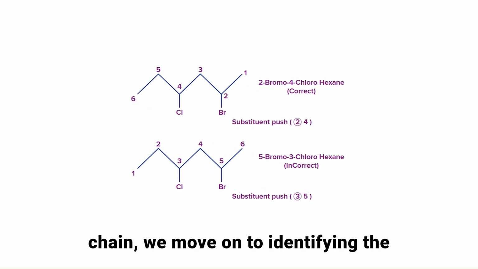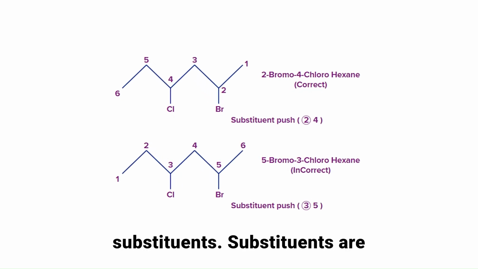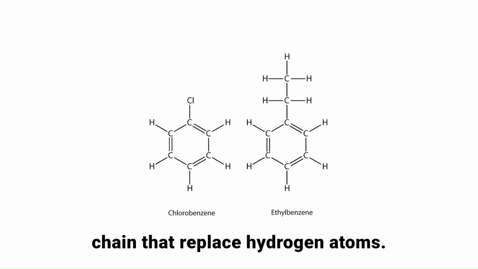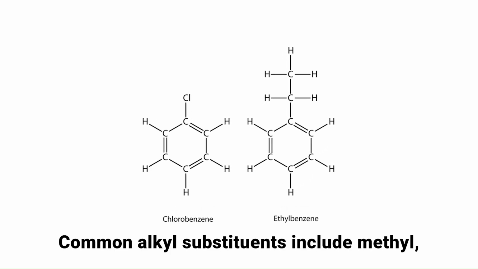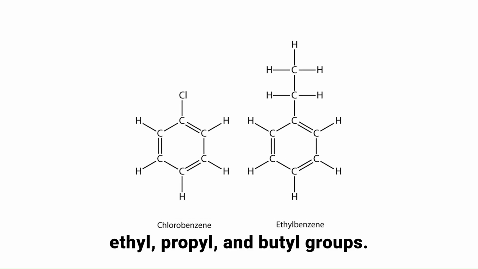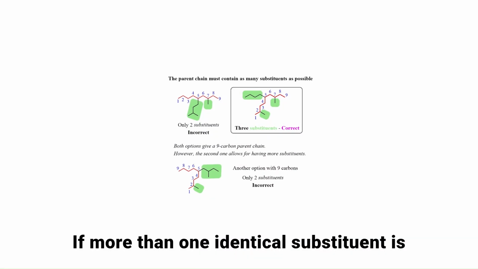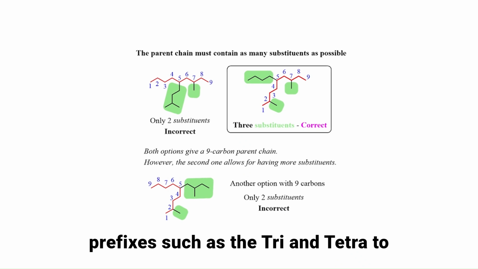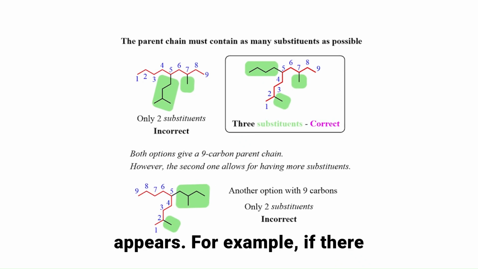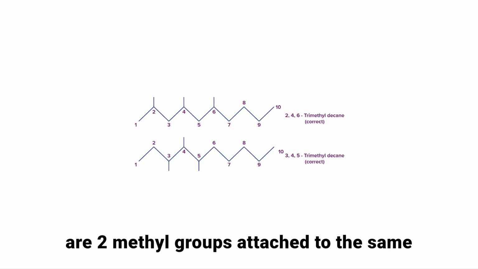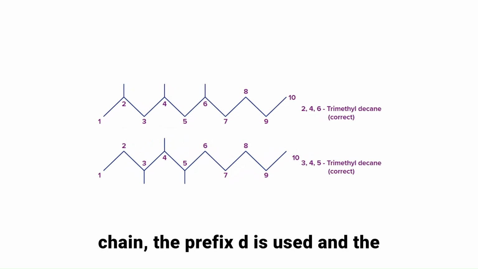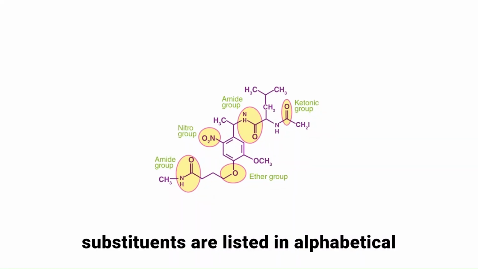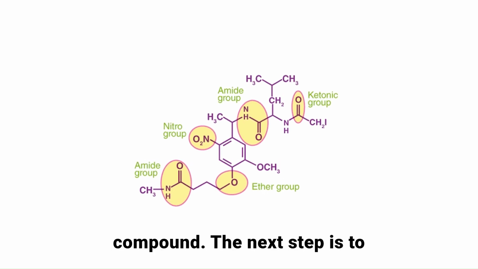After numbering the carbon chain, we move on to identifying the substituents. Substituents are groups of atoms attached to the parent chain that replace hydrogen atoms. Common alkyl substituents include methyl, ethyl, propyl, and butyl groups. If more than one identical substituent is attached to the parent chain, we use prefixes such as di, tri, and tetra to indicate the number of times the group appears. For example, if there are two methyl groups attached to the same chain, the prefix di is used and the name becomes dimethyl. These substituents are listed in alphabetical order when writing the final name of the compound.